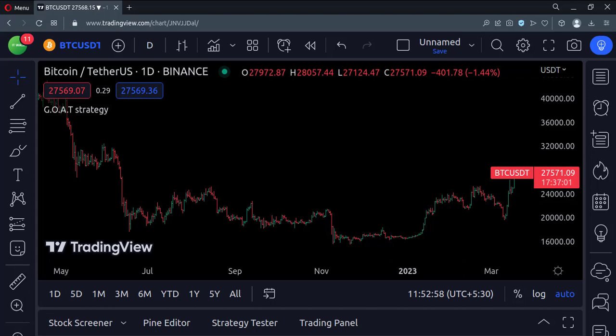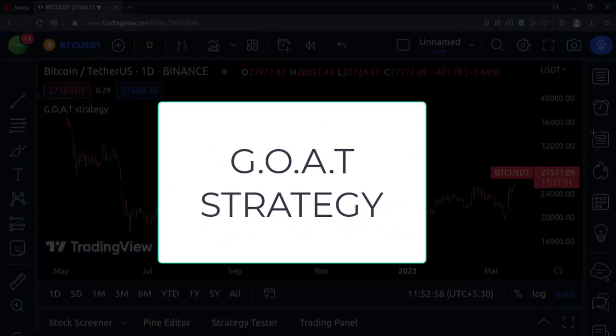Many people contact me and ask if I have a trading strategy that works well and that they could try and work with. I did not have any such strategy until now, so I decided to create one. So here I present you the G.O.A.T strategy.